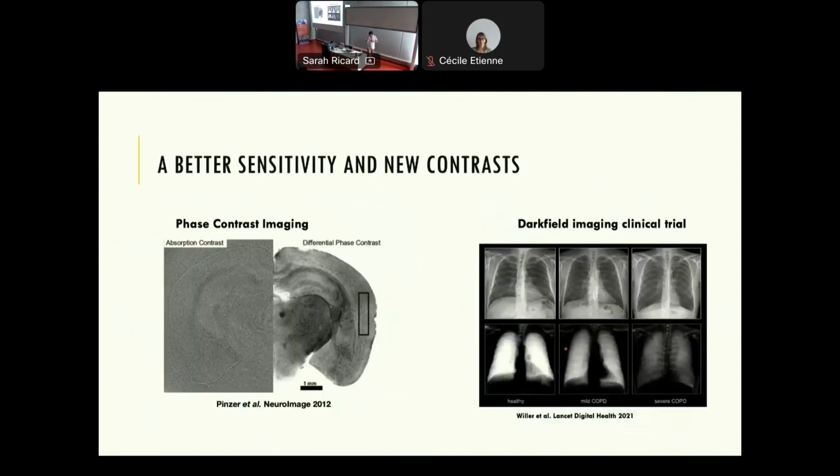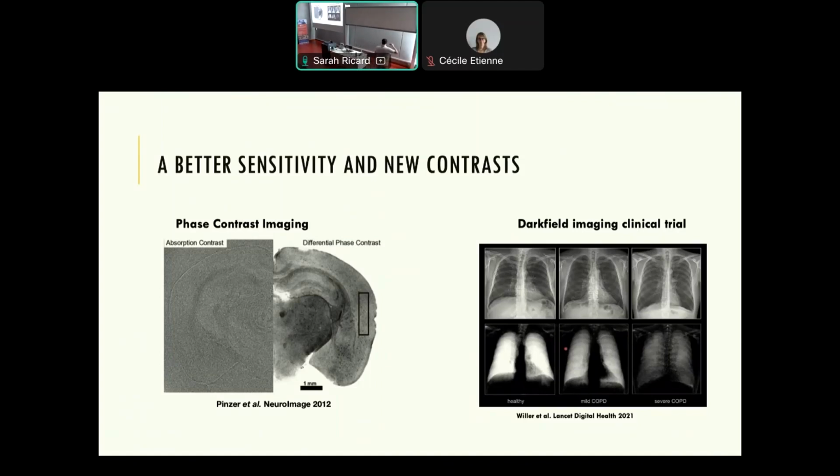And this was recently demonstrated in patients by my German friends, who made an experiment at the hospital and not at the synchrotron for chronic obstructive pulmonary disease, which you don't see really well in standard radiography. But with this dark field signal, the scattering signal, you see clearly that this signal extinguishes with the severity of the grade of the patient.